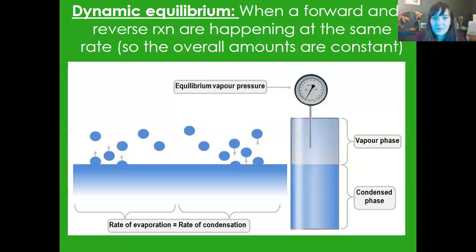Okay, so just as an aside, and we're going to study equilibrium more after we study acids and bases. Dynamic equilibrium is when a forward and reverse reaction are happening at the same rate, so the overall amounts are constant. So say something is boiling. It's right at its boiling point. That actually means there are molecules boiling, but there are molecules condensing at the same time. And when it's right at the boiling point, those two reactions are happening at the exact same time. It's boiling just as much as it's condensing, so it's in dynamic equilibrium.